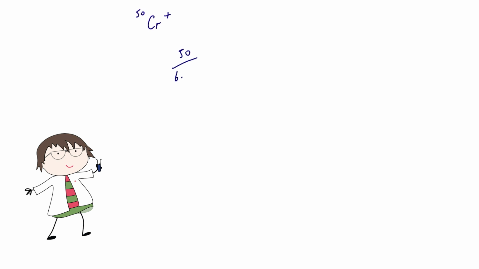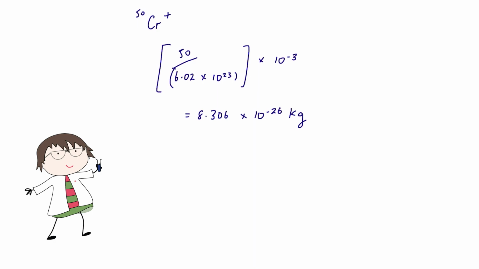50 divided by Avogadro's number and multiply that by 10 to the minus 3 to turn our answer into kilograms, and the mass of a single ion is 8.306 times 10 to the minus 26 kilograms. Now we have all the information we need.